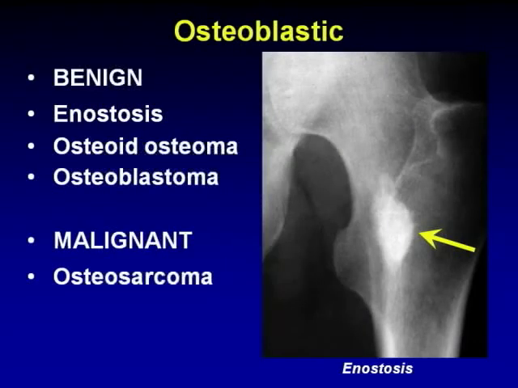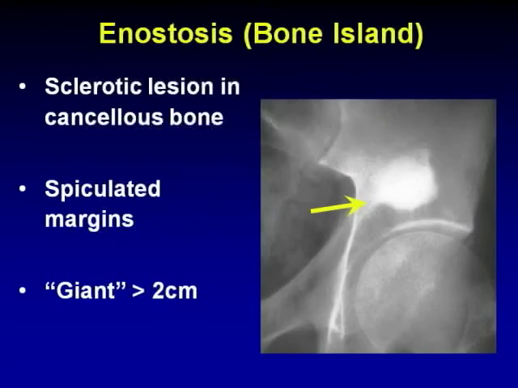The first category that we're going to be talking about is the osteoblastic lesions, both the benign ones, such as enostosis, osteoid osteoma, and osteoblastoma, and of course, malignant osteosarcoma. First, the enostosis, commonly referred to as a bone island. These are sclerotic lesions in cancellous bone.